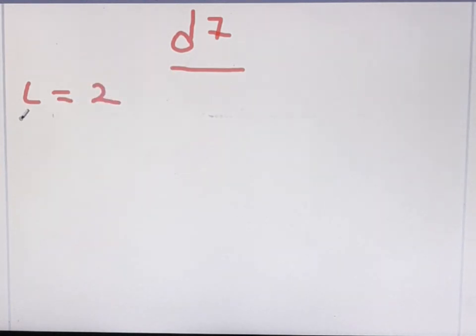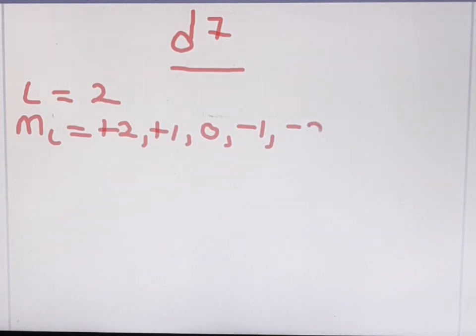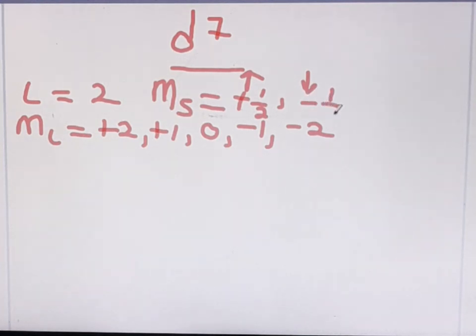Then the magnetic quantum number, ML. As usual, it begins from plus L, 0, and negative L. Since we have L to be 2, we begin from plus 2, plus 1, 0, negative 1, negative 2. Then the spin quantum number. Each electron can spin upwards, which is represented by plus half, or can spin downwards, which is represented by negative half.